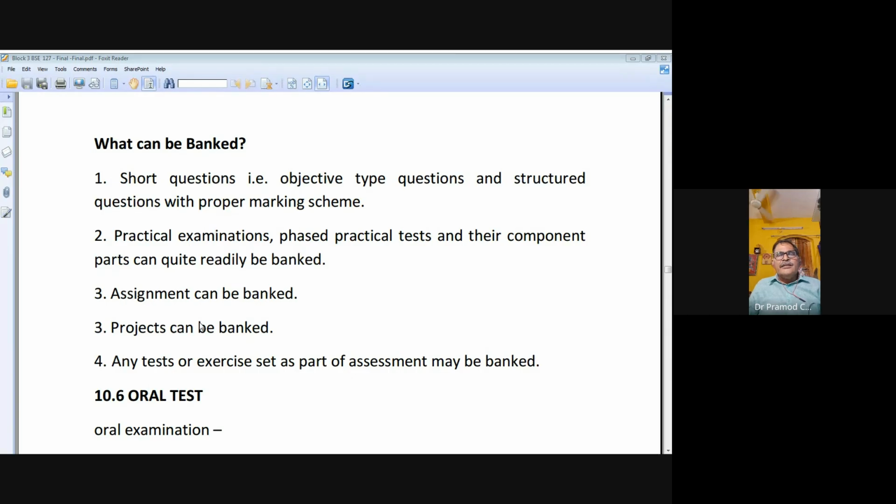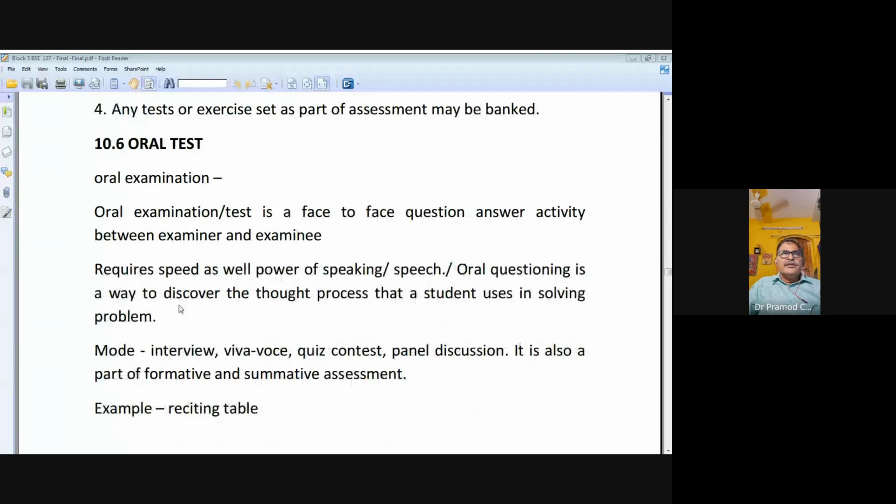Practical examination will also benefit, because we get different types of practical test questions, and also some projects, and we can get any type of test available in the question bank for our own interest. But next is oral examination. Oral examination, you all know.